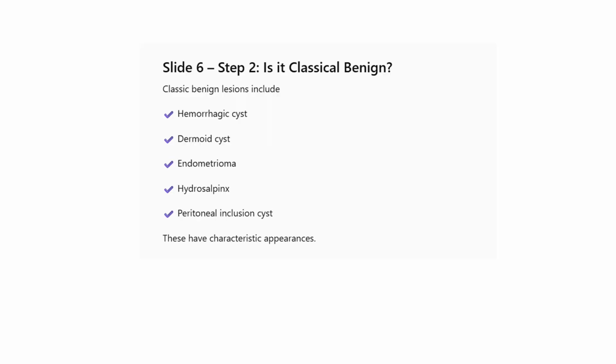Now step 2: is it a classical benign lesion? Classic benign lesions include hemorrhagic cyst, dermoid cyst, endometrioma, hydrosalpinx, and peritoneal inclusion cyst. These have characteristic features.